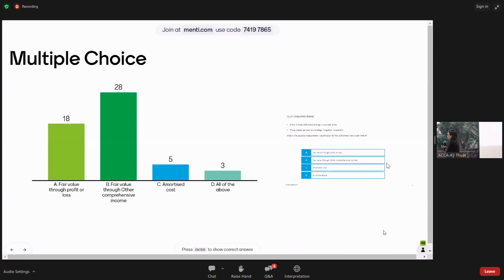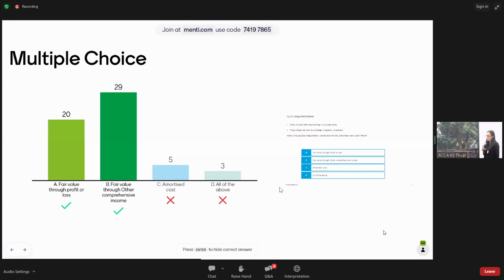So just a hint: equity instruments will always fail the SPPI test. I gave you that hint because if you fail an SPPI test, you will never get to amortized cost. So an equity instrument can never be carried at amortized cost.